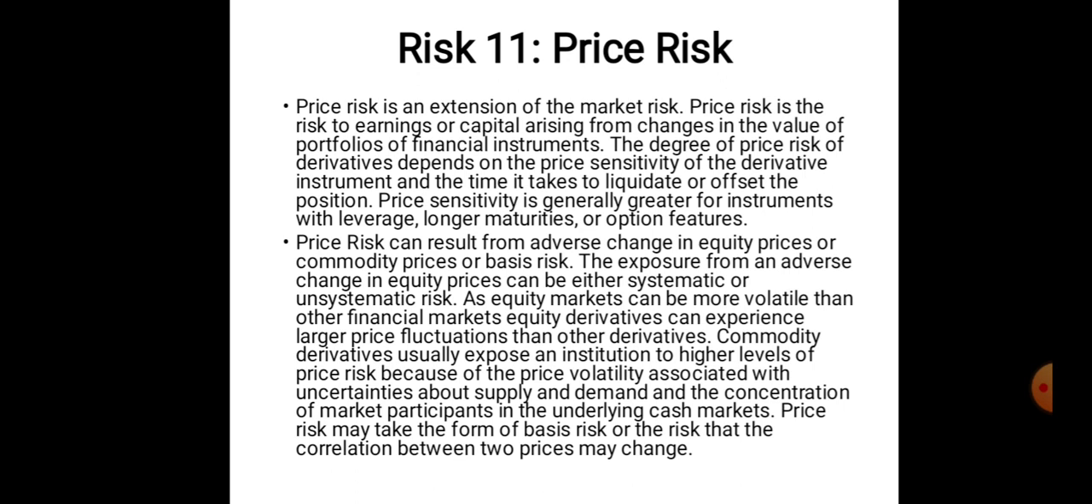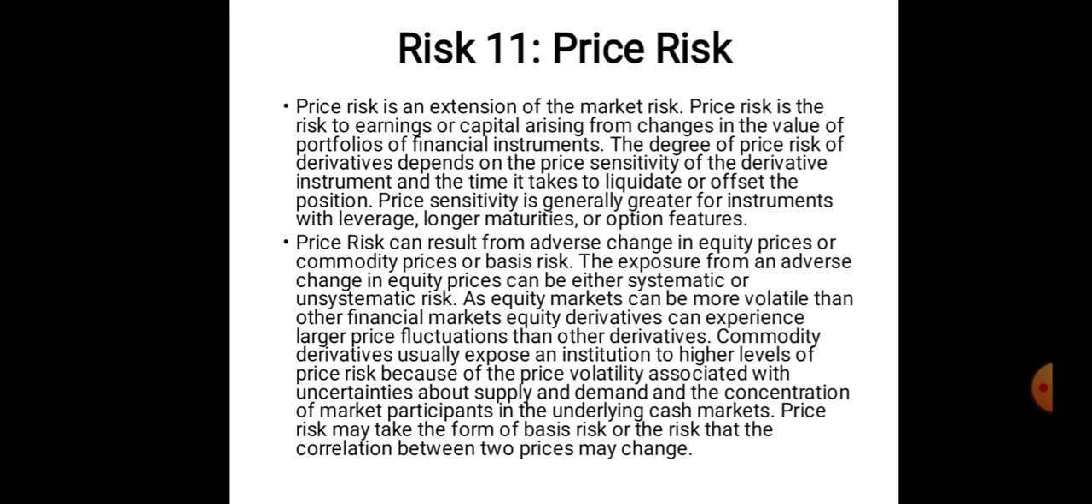Commodity derivatives usually expose an institution to higher levels of price risk because of the price volatility associated with the uncertainties about supply and demand and the concentration of market participants in the underlying cash markets. That is, this price risk arises because those are all needy items, right? If there is a price fluctuation in the needy items, then it is also one of the risks for the investor.